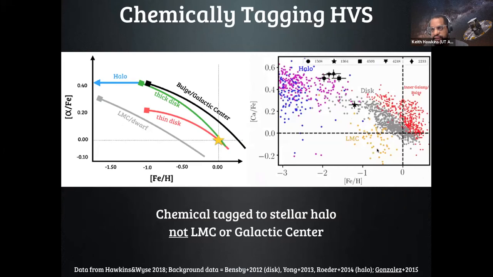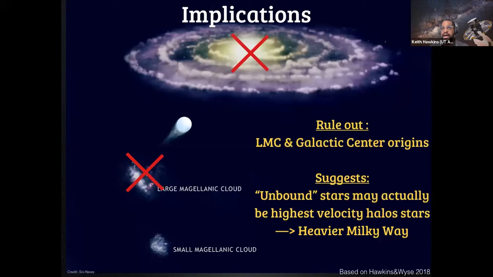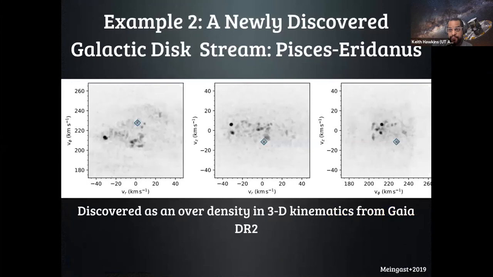And so what we argued in this particular paper is that these stars are actually just the highest velocity tail of the stellar halo. They're not coming from the galactic center. They're not coming from the LMC. But we need to figure out if that's true for the typical hypervelocity star. And so we have an ongoing survey with Rosie and others looking for whether or not this is true or not.